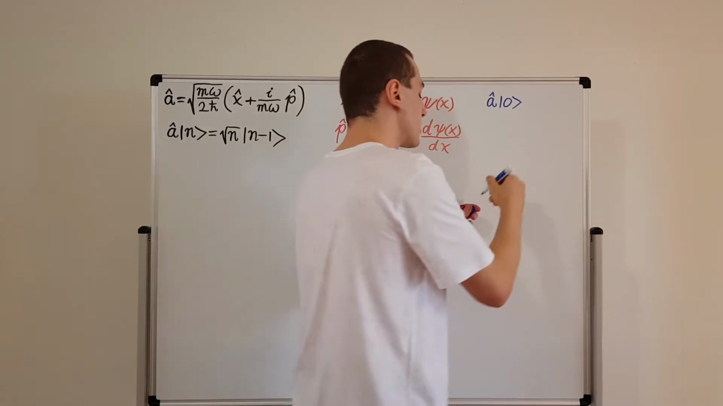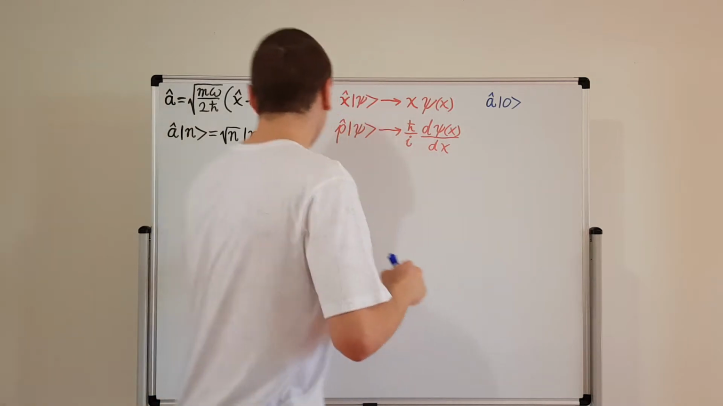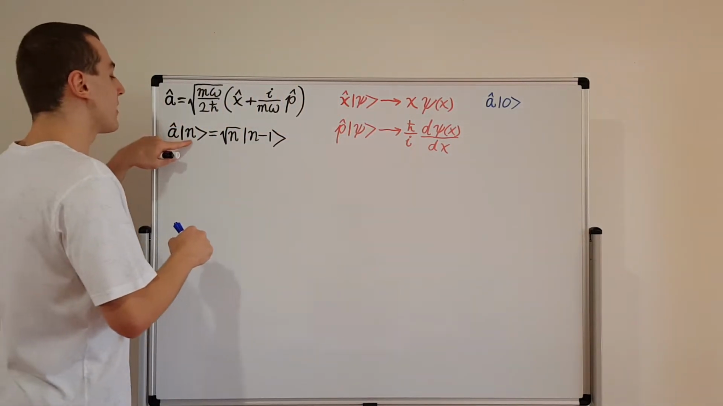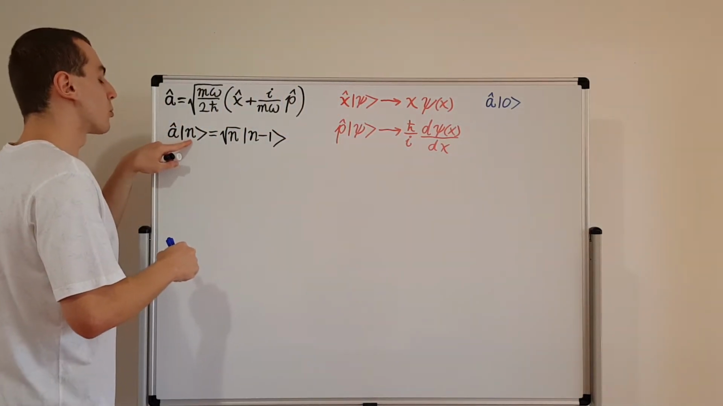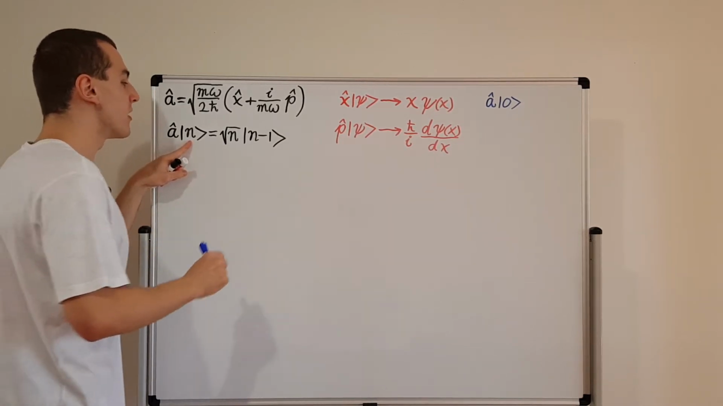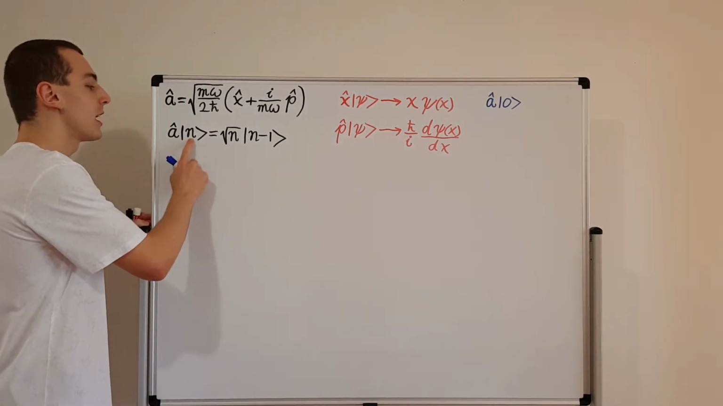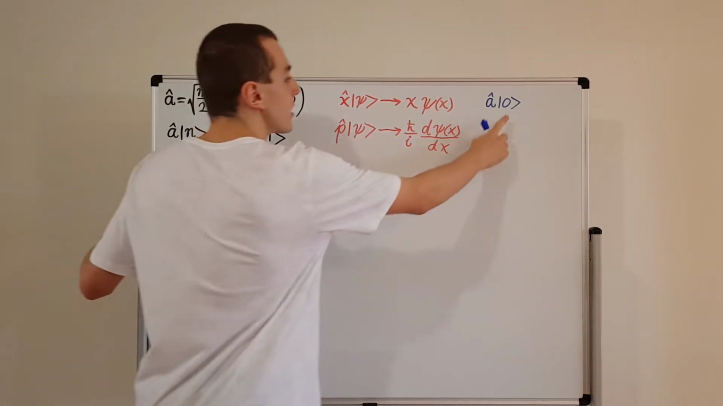So the ground state corresponds to n equals 0. Remember that n, this lowercase n over here, is one of the eigenvalues of the number operator. And those eigenvalues of the number operator are limited to the non-negative integers. So the smallest value this can take on is 0, and that corresponds to the ground state.